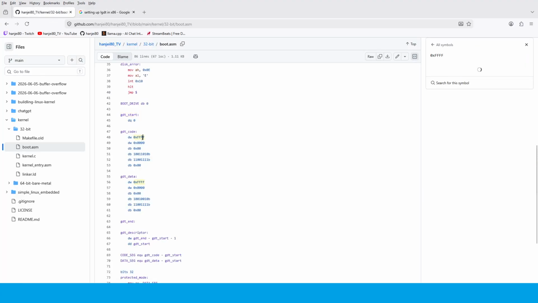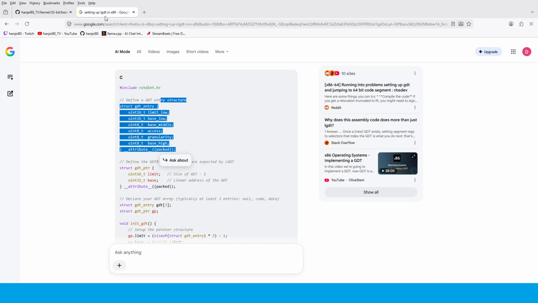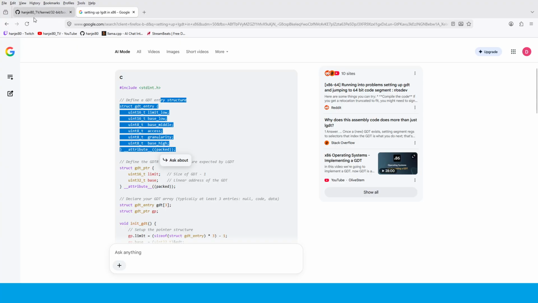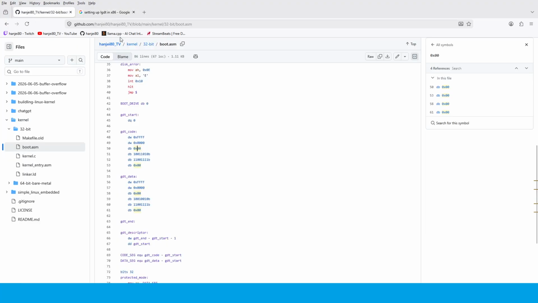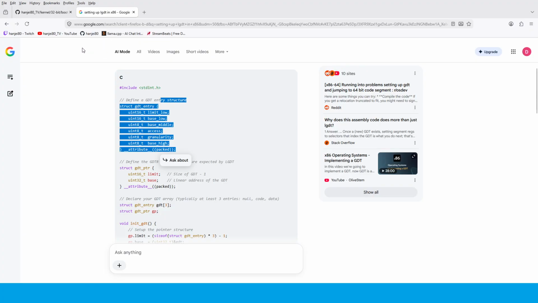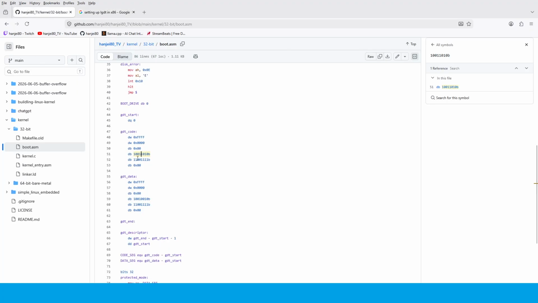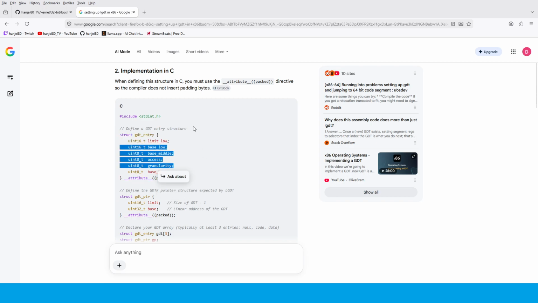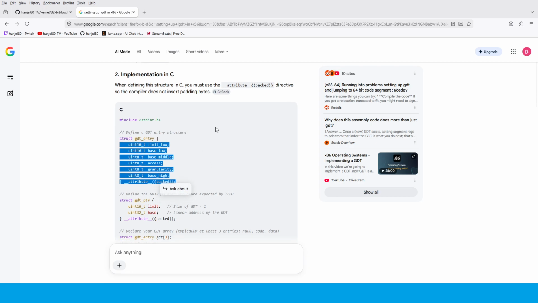Limit low, base low, base middle, access, granularity. Okay, so for the most part, this stuff here is how the GDT entry is represented.